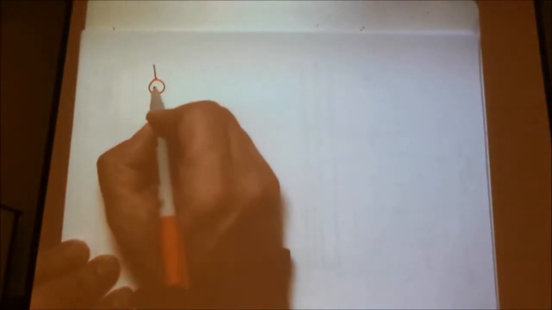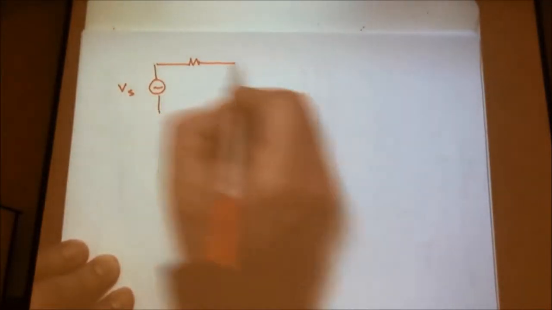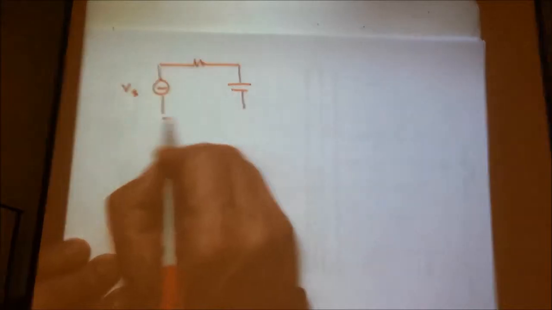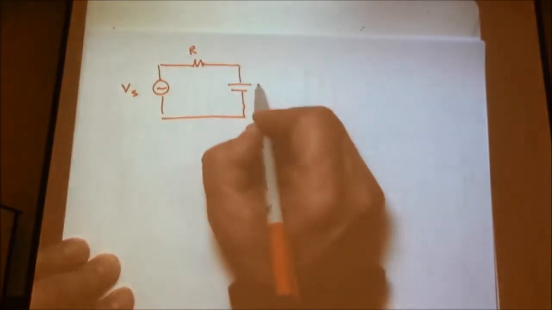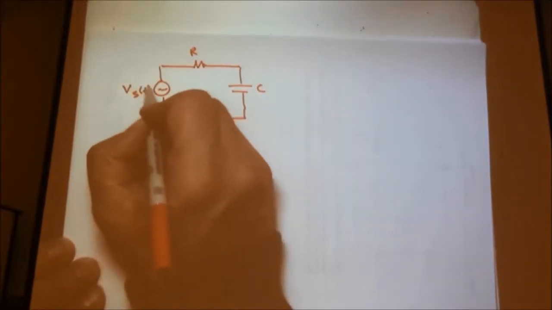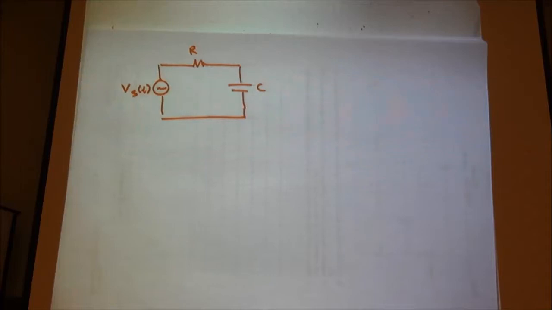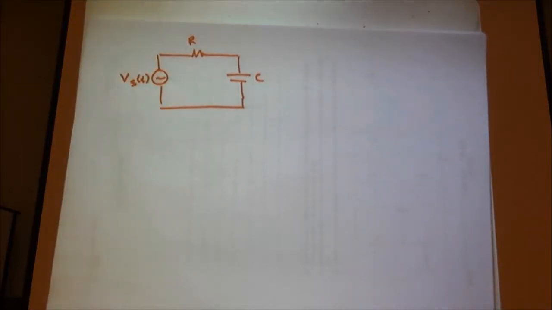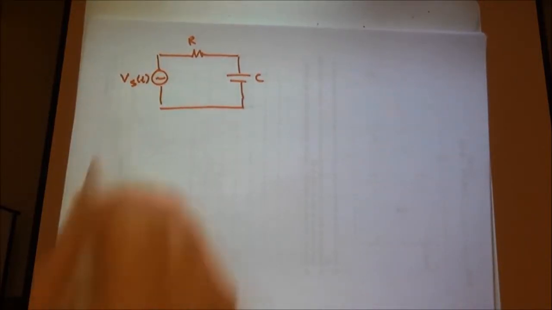So if we look at a circuit, we're going to go back to one of our old friends, the source, R and C. And if we look at this circuit, here's our time domain circuit. Remember, that's a function of time, even if it's a step function. It turns on at t equals 0, so it's a function of time.